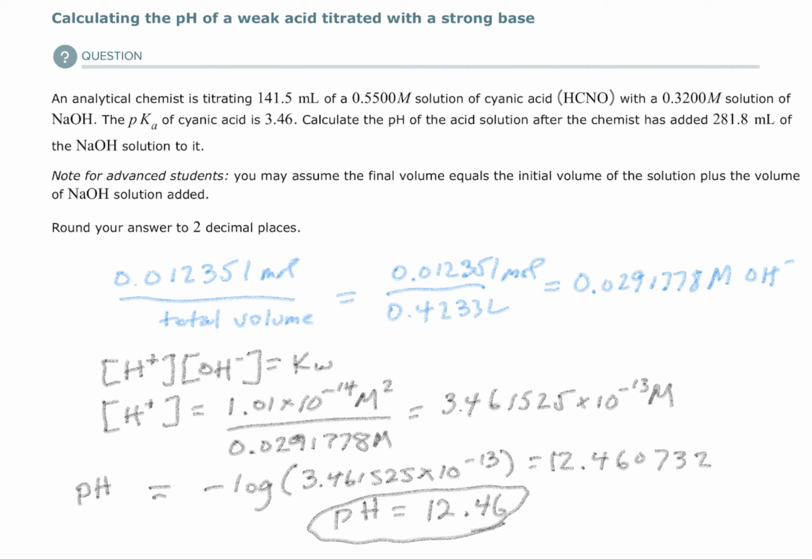The water dissociation constant is a constant. It's 1.01 times 10 to the negative 14 molarity squared all the time. And I know that the molarity of my acid times the molarity of the base equals this constant. So I'm simply going to divide by the hydroxide, because that's what I know, and find the acid concentration. So when I do the division, I get a molar concentration of 3.46 times 10 to the negative 13.